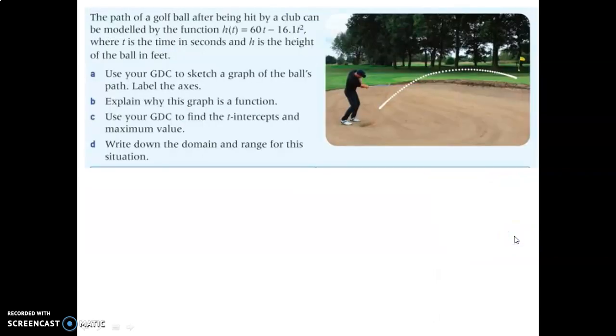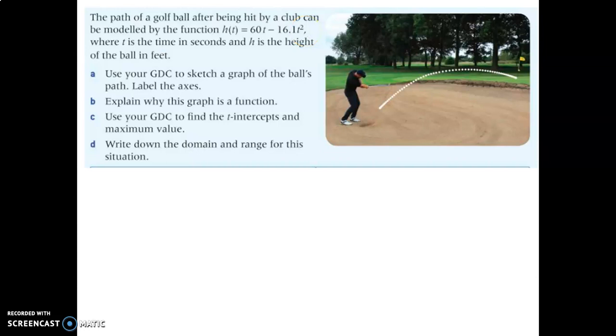Okay, here's a word problem with domain and range. It says the path of a golf ball after being hit by a club can be modeled by this function, where t is time in seconds and h is height of the ball. So use your GDC or calculator to sketch a graph of the ball's path. Put in that function as your y1 function using x instead of t. Graph it, make sure you set your window to capture the whole graph.